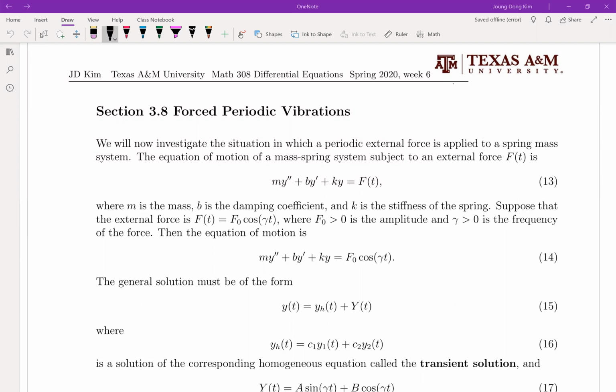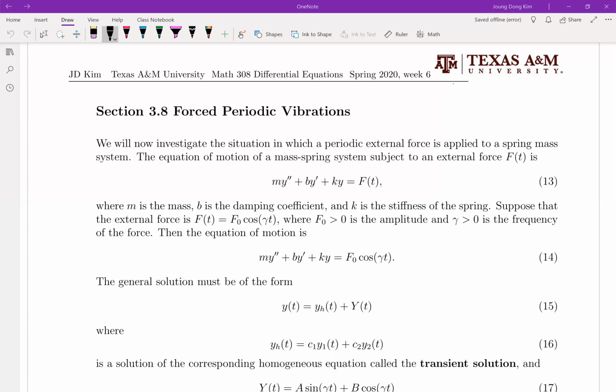So look at that. This is the mathematical model for the vibration motion. M is the mass, B is the damping coefficient, and K is the spring constant. All those M, B, K are positive constants. And now we're going to add the right-hand side, which is the external force.